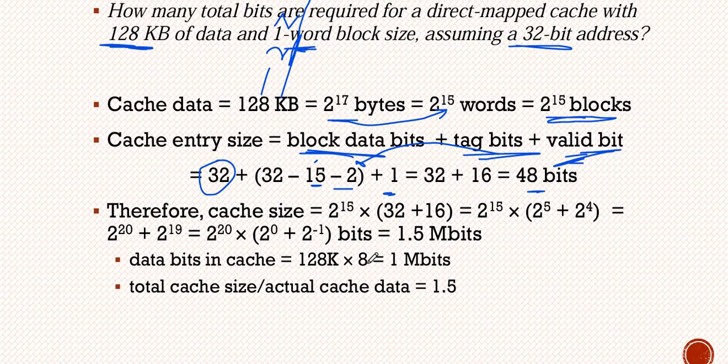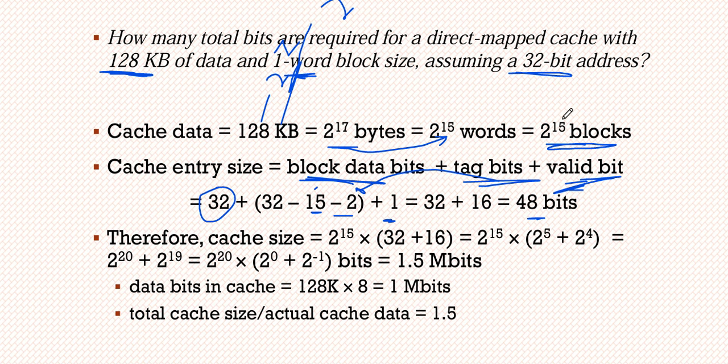You realize that 48 bits means each line in the cache is 48 bits, right? But there are a total of 2 raised to the power 15 blocks in the cache. So what is the total size of the cache in bits now? It would be 2 raised to the power 15 times 48. And now they have just converted it and it says it will be 1.5 megabits. But there are several ways you can do it.